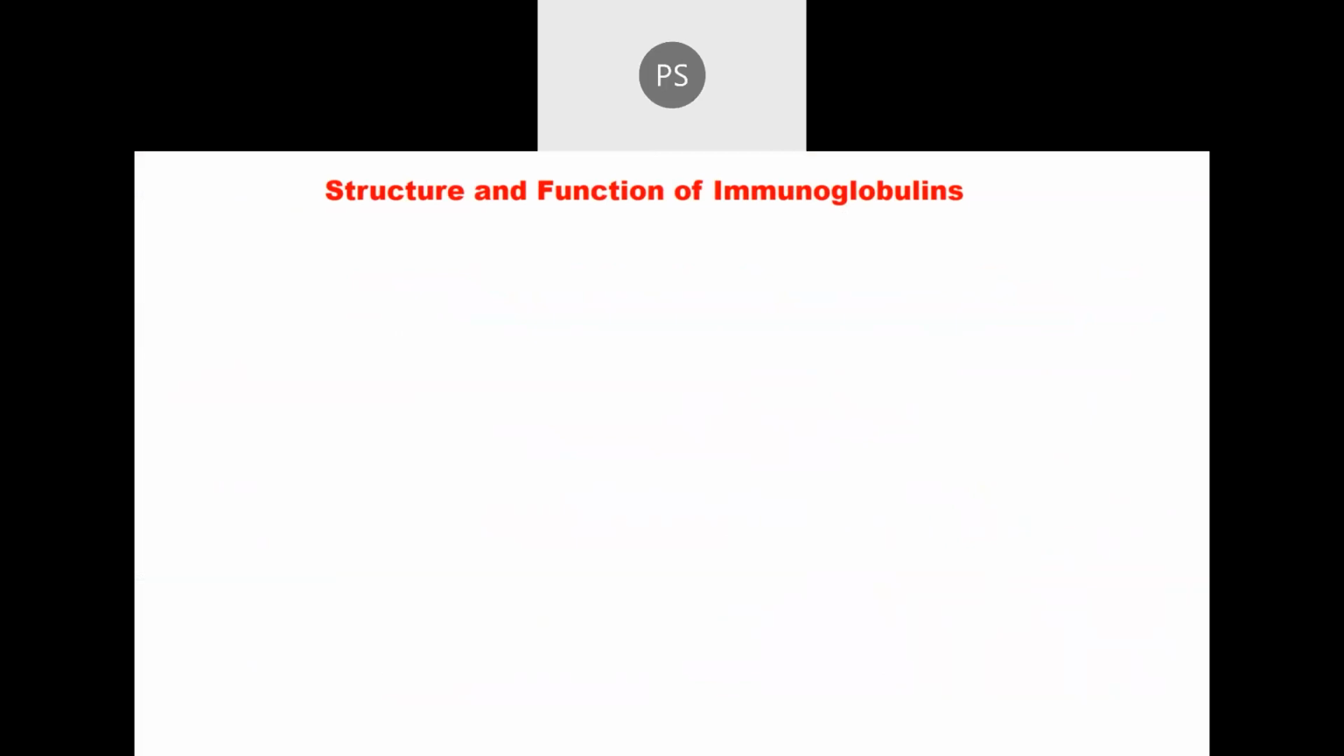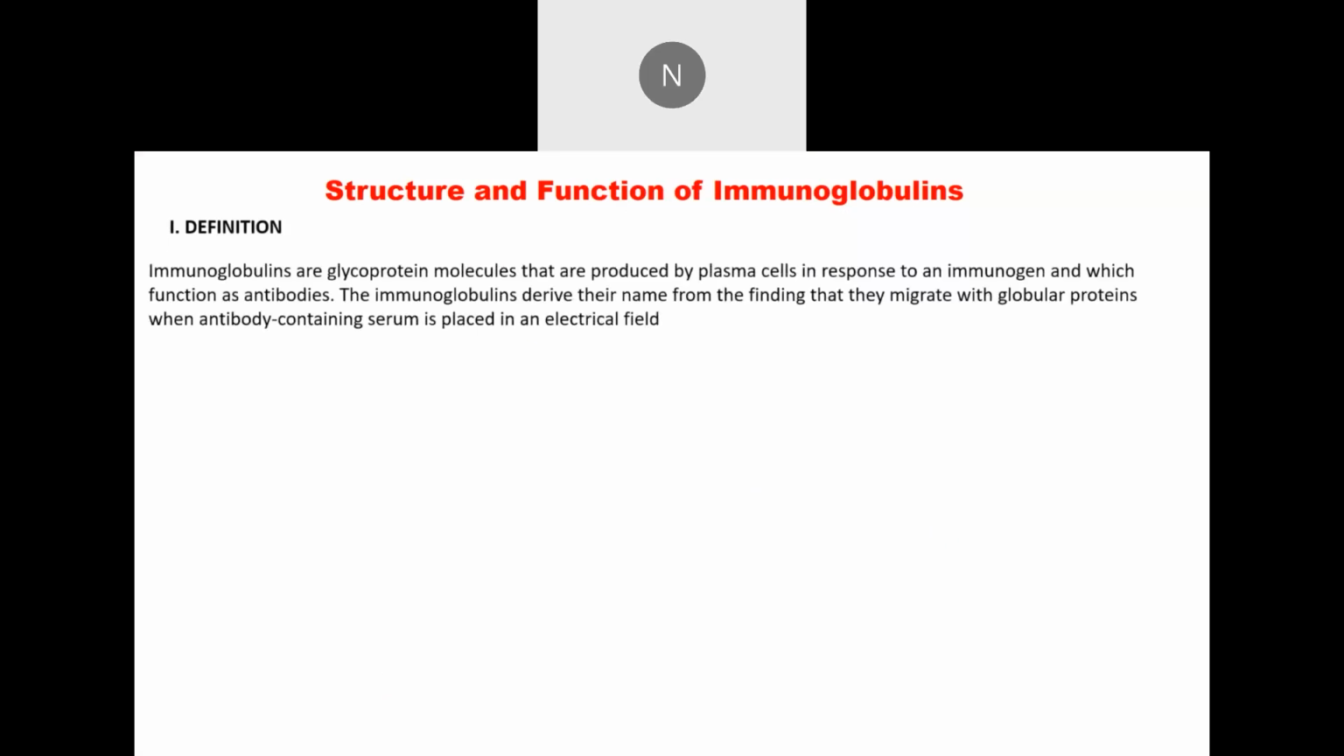Function of immunoglobulin. That was the question, isn't it? Just it is mentioned immunoglobulins. So, yes sir, what is an immunoglobulin? That is the first definition. They are glycoprotein molecules that are produced by plasma cells in response to an immunogen and function as antibodies.